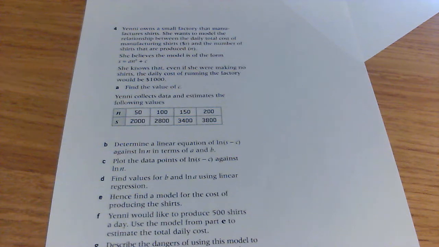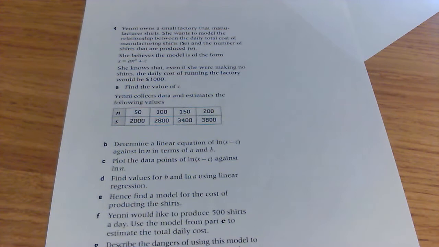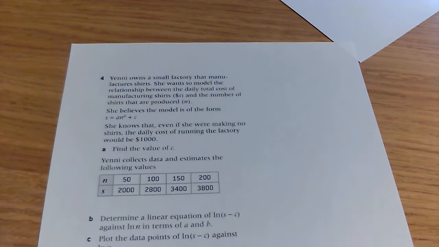Now we're looking at question four from exercise 7L, and this one involves a bit of algebra as well as calculator work. So somebody is modeling the cost of making some shirts in a factory, dependent on how many shirts are being made. And they've come up with this power model here.